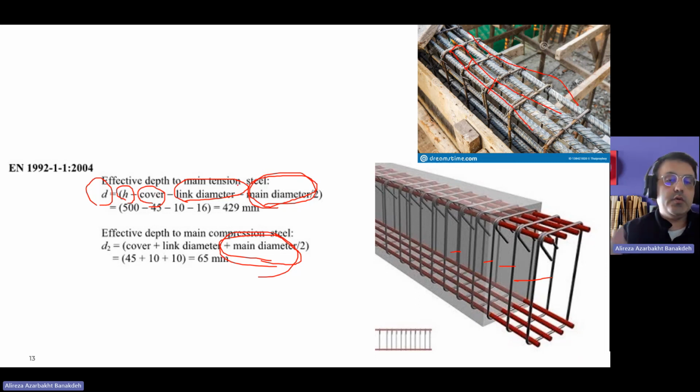So you can now proceed with the design we talked about last week and find out how suitable your concrete section is.